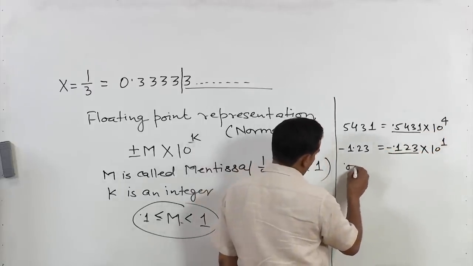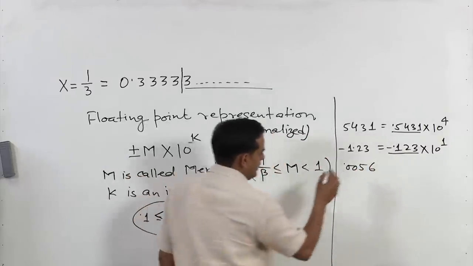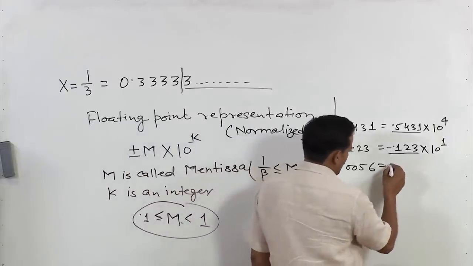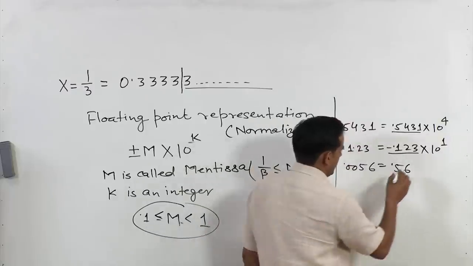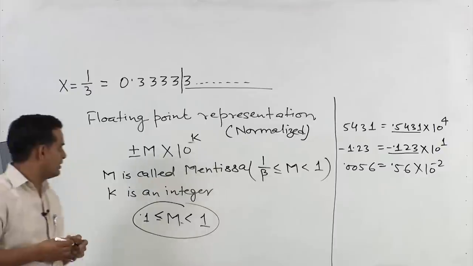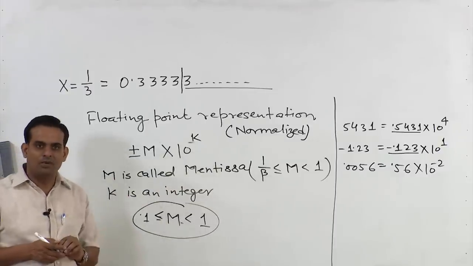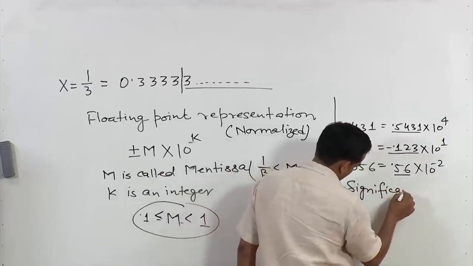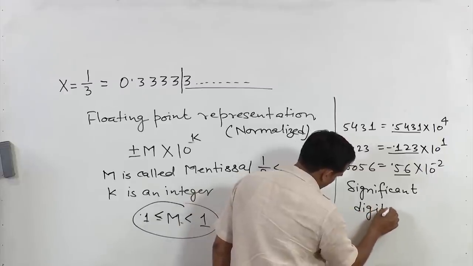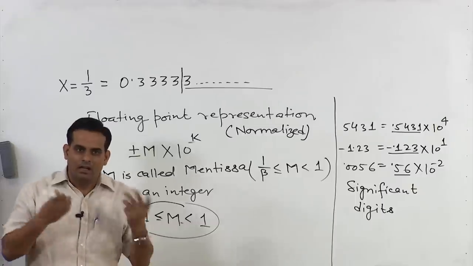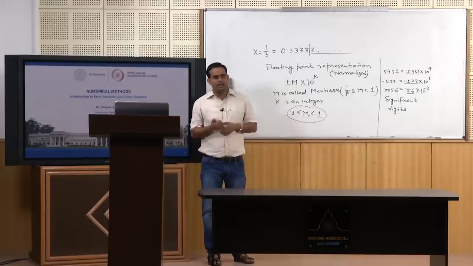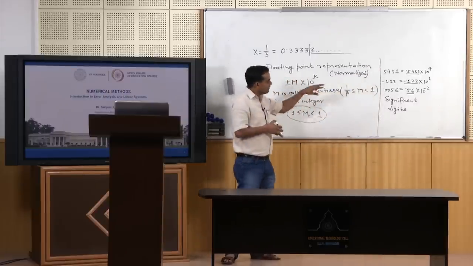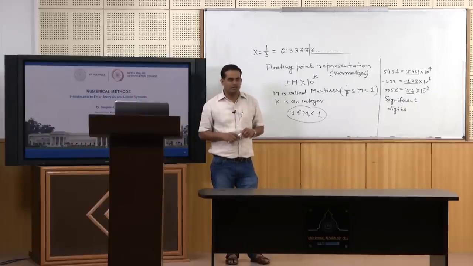Suppose I am having a number 0.0056. Here you can see that 0.0056 is less than 0.1. So what will happen? I will write this number as 0.56 into 10 raised to power minus 2. So, this is the floating point representation of a number in the computers, and the digits in the mantissa are called significant digits. So, if someone gives you a number and asks you how many significant digits we have in this number, what you need to do is write the number in the floating point representation, and then the number of digits in the mantissa are called significant digits in the given number.